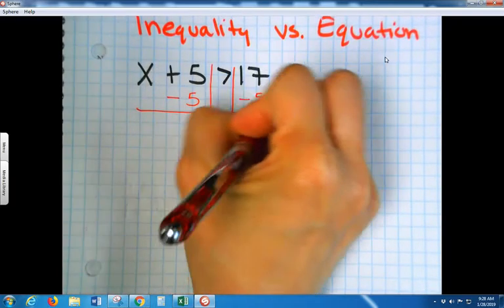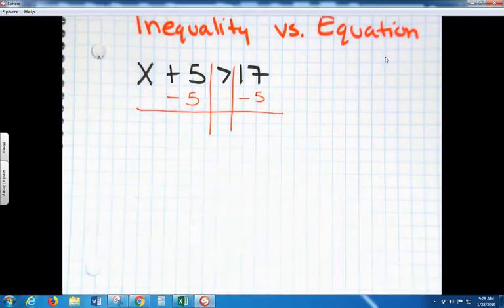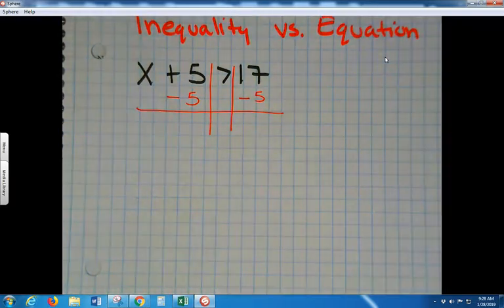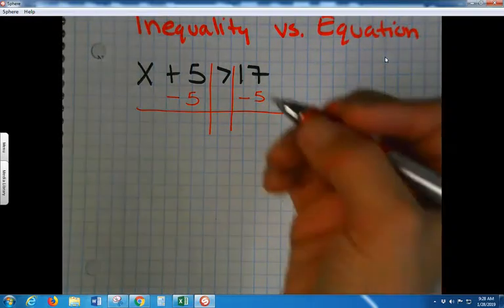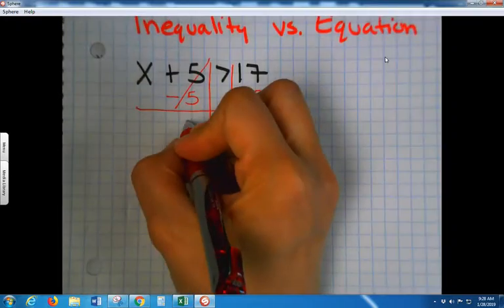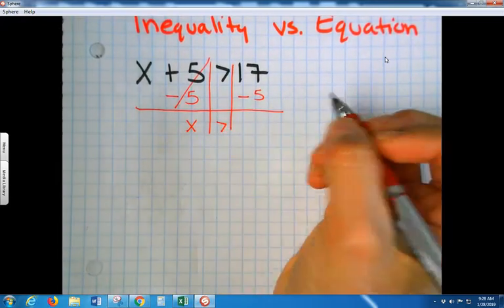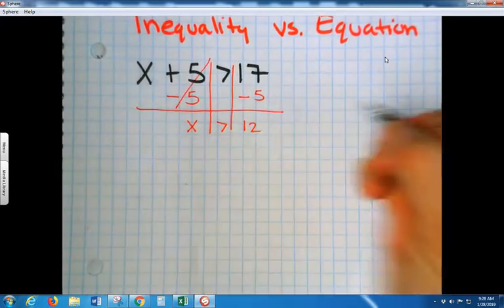Notice how I'm showing work. I'm trying to be super neat. So, yes, this ends up being a 0. So I have x is greater than 12. Very good. Now what's your next step?